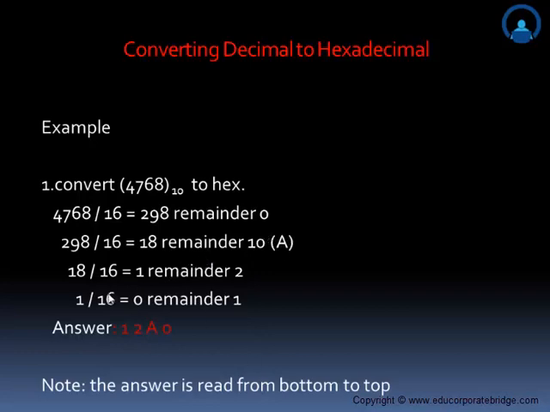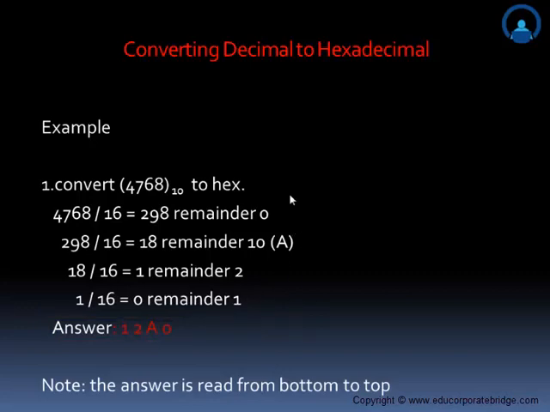Similarly, we proceed further: 18 divided by 16, the remainder is 2 and the coefficient is 1. Now the last step is 1 divided by 16. We get the coefficient as 0 and the remainder is 1. Since the coefficient is 0, we don't need to proceed. We take the hexadecimal equivalent from bottom to top, the same way as in the previous cases. This 1 is the MSB, this 2 is the next digit, then A, and then 0. That is, we read the answer from bottom to top.